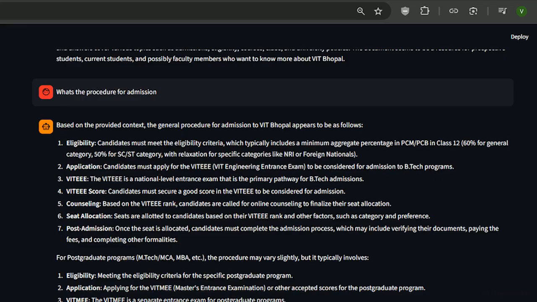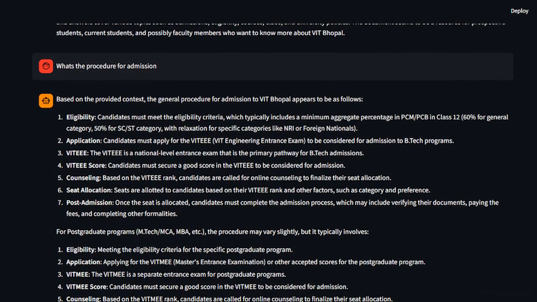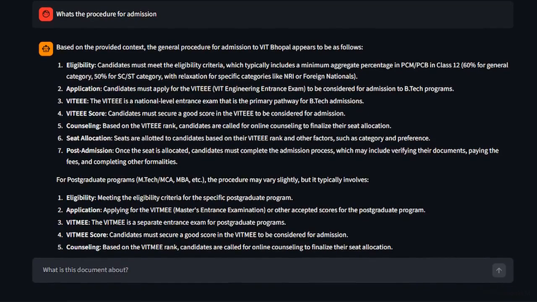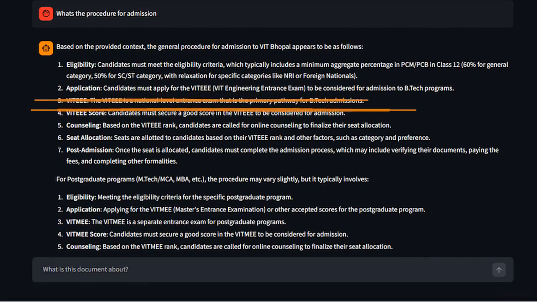This interface displays the system processing a complex query about university admission procedures. The AI returns a precise breakdown. The output maps exactly to the injected vector data, proving the stuff chain's execution by correctly pulling highly granular terms like VITEE score and counseling.